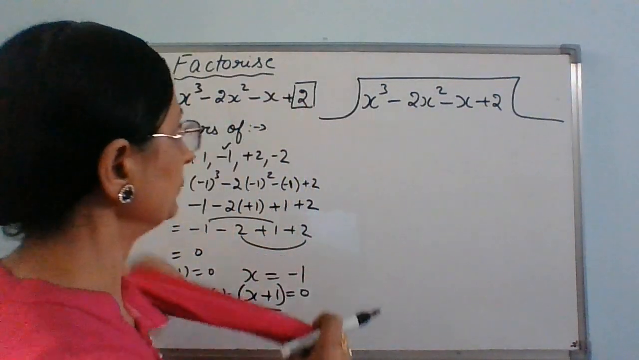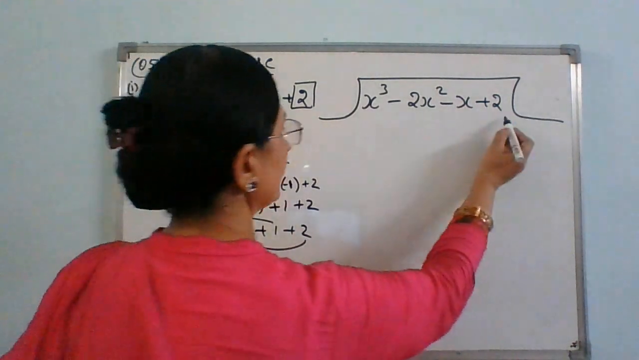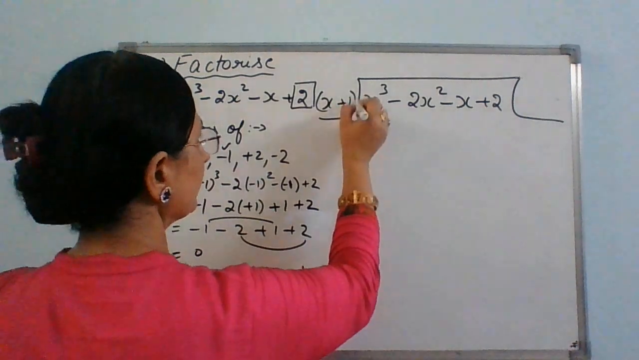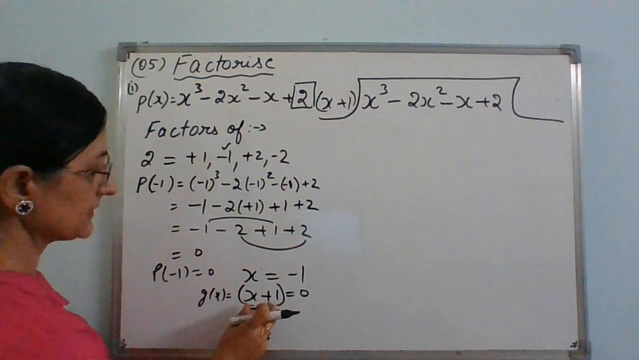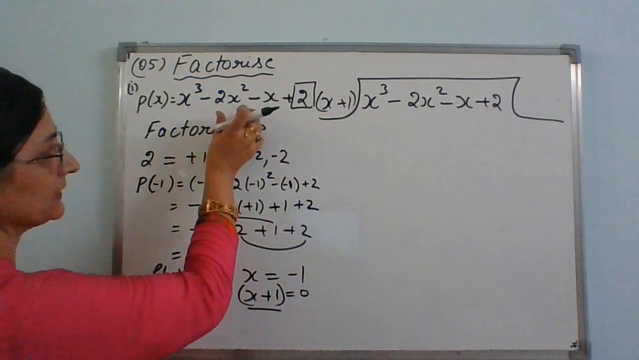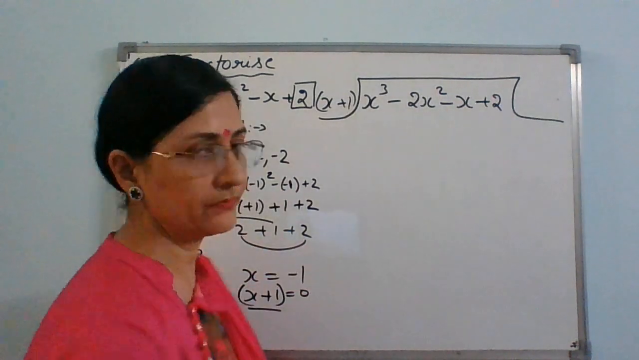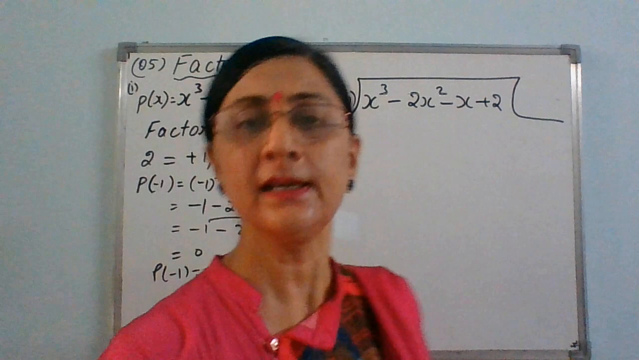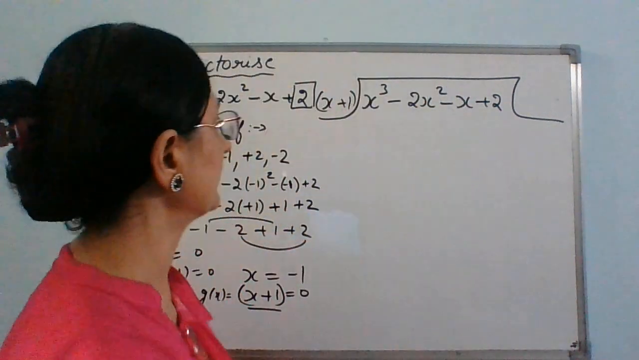Now what you have to do is divide this p of x by this factor x plus 1. Why? Because this is a perfect factor of it. It will completely divide, the remainder will come 0. So I need to find the other factors. This is a way to find the other factors. Now let us do this.